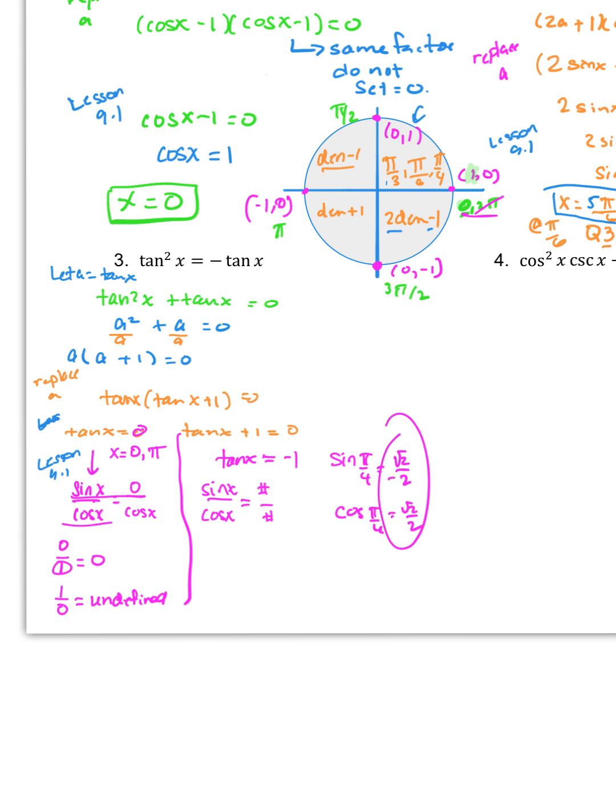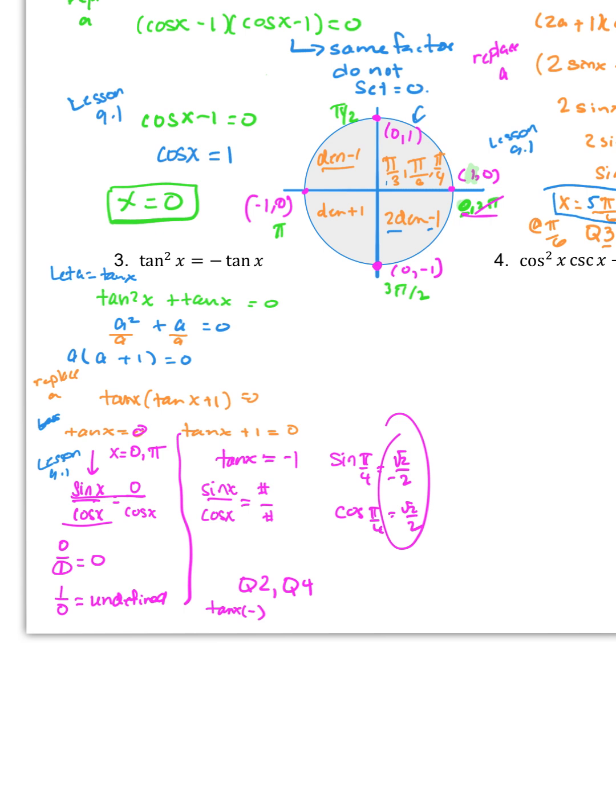That's going to come into play when we think about what quadrant it's in. So let's look at what quadrant it's in. Where is tangent x negative? So tan is negative at quadrant 2 and quadrant 4. That's where tan is negative.